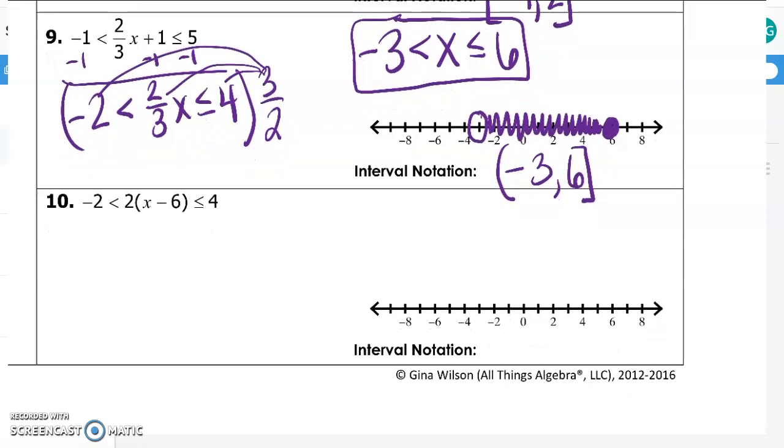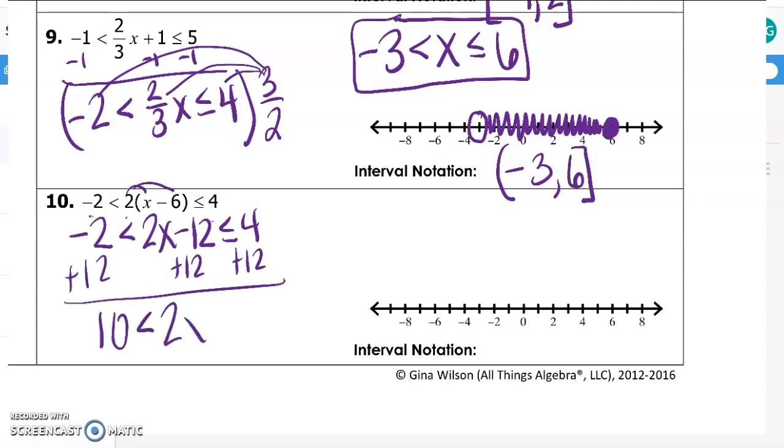Finally, number 10. There are actually 2 things you could do here. You could go through and divide by 2 first. That actually makes it a little bit easier. Or you can distribute. So I'll show you both ways. Let's say we distribute first. -2 is less than 2x minus 12 is less than or equal to 4. Then I would add 12.